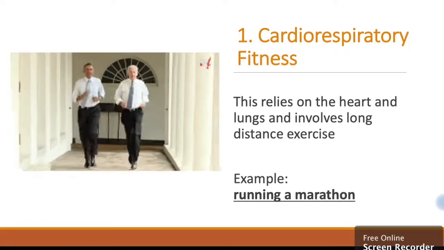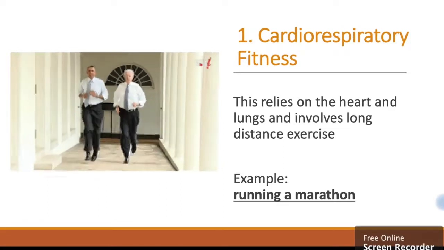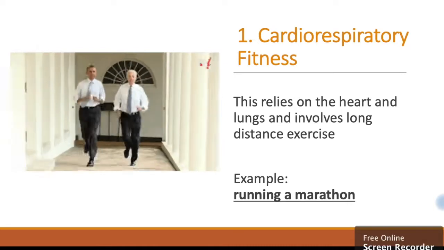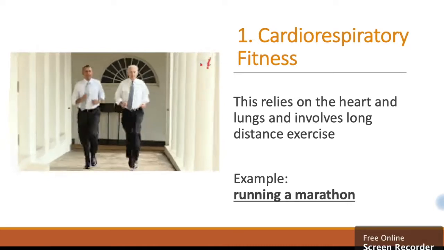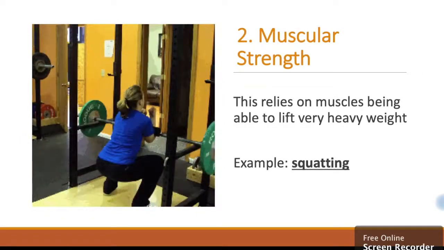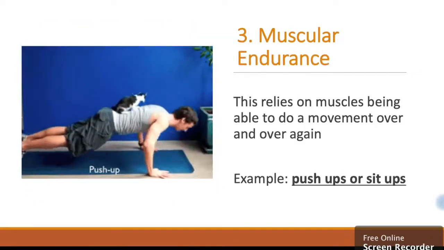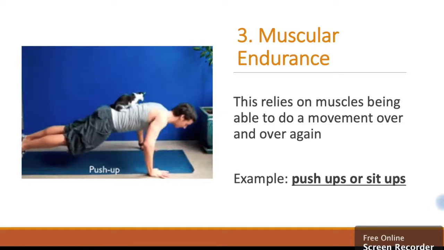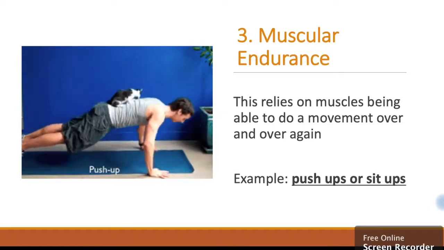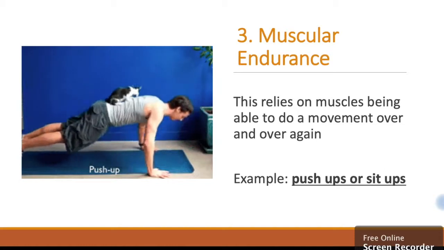Number 1, cardiorespiratory fitness. This relies on the heart and the lungs and involves long distance exercise. An example would be running a marathon. Number 2, muscular strength. This relies on muscles being able to lift very heavy weight. An example would be squatting. Number 3, muscular endurance. This relies on muscles being able to do a movement over and over and over again. Example, push-ups or sit-ups.